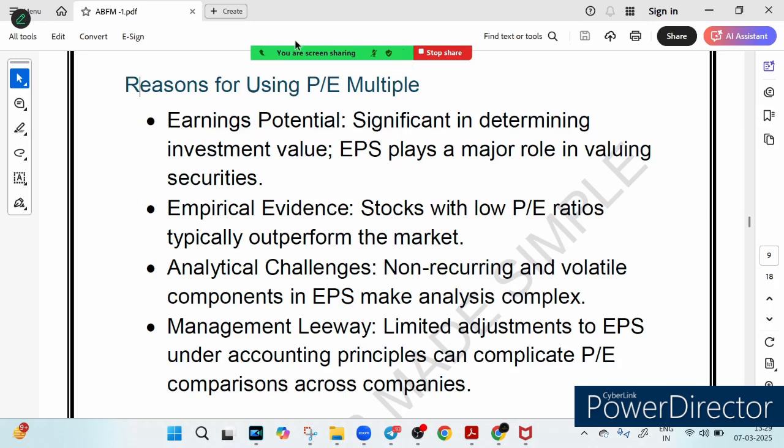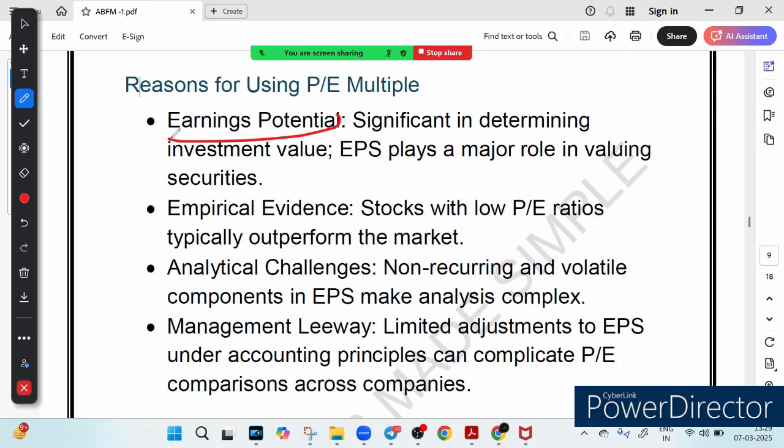The first thing is earning potential, right? The higher a company's earnings per share, the more valuable the stock. So P/E helps investors understand if the stock is overpriced or a great deal. The second thing is real market trend. Studies show that a stock with a low P/E ratio often outperforms the market over time. This means investors pay less for more earnings, making the stock attractive, because investors pay less and they earn more.